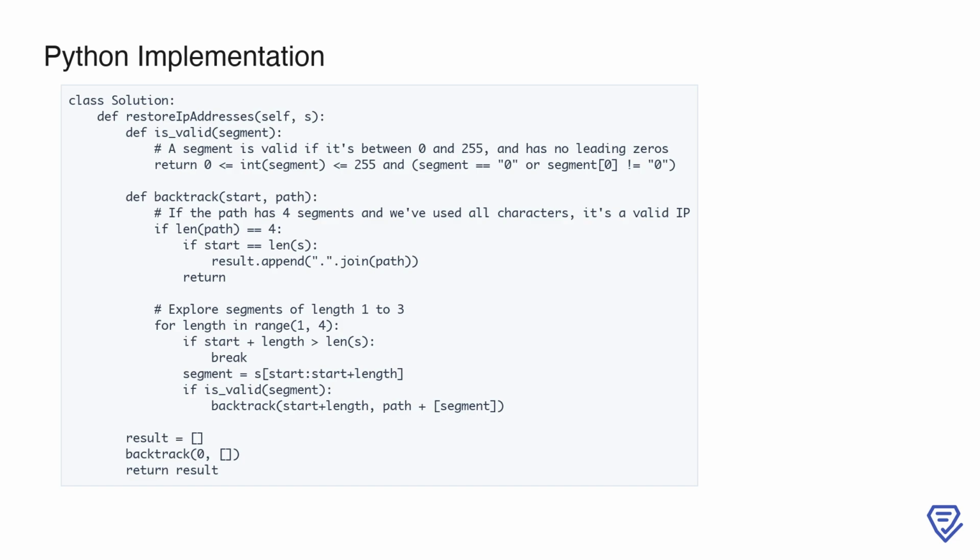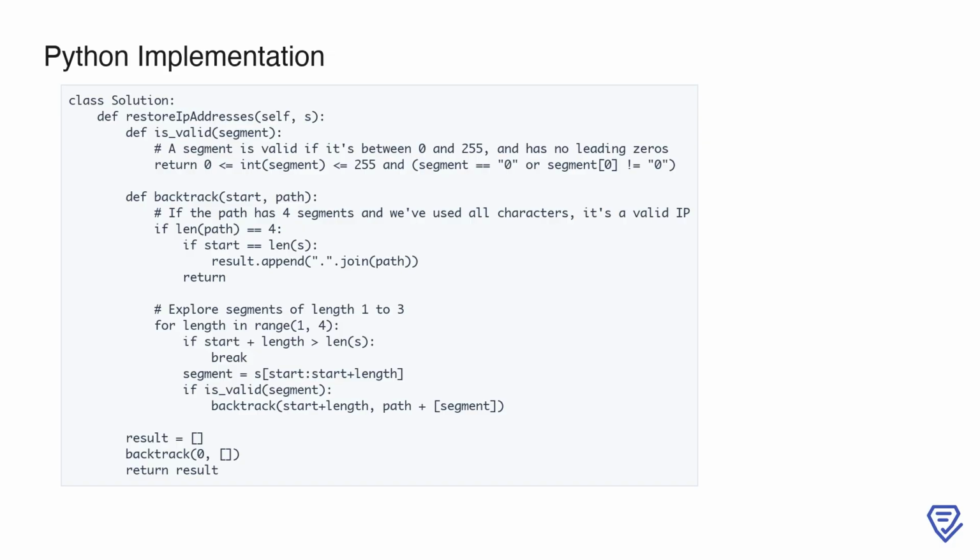The backtrack function is the core of the backtracking algorithm. It takes the current start index in the string and the current path of segments being built. If the path contains exactly 4 segments and all characters of the string have been used, it adds the joined segments to the result list. Otherwise, the function explores segments of lengths 1, 2, and 3 starting from the current index. For each segment, if it is valid, the function recursively calls itself with the updated start index and path.